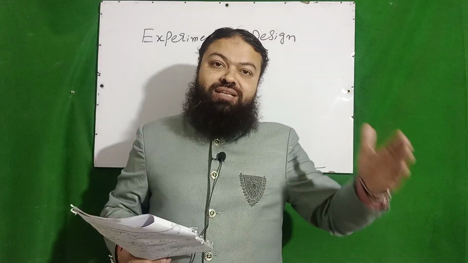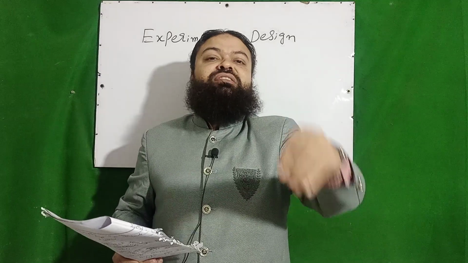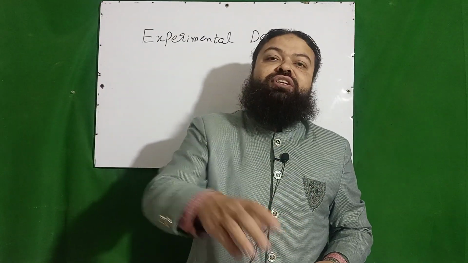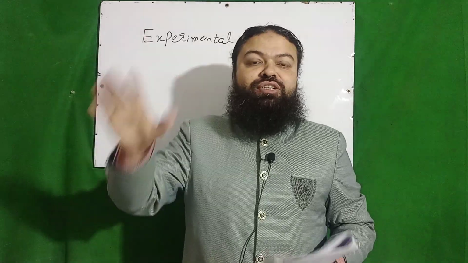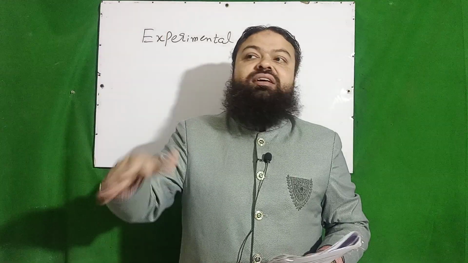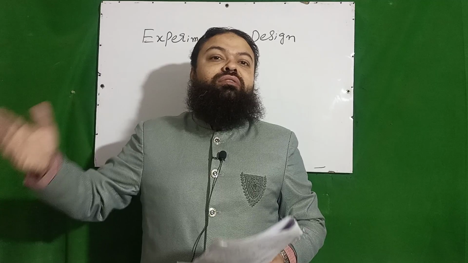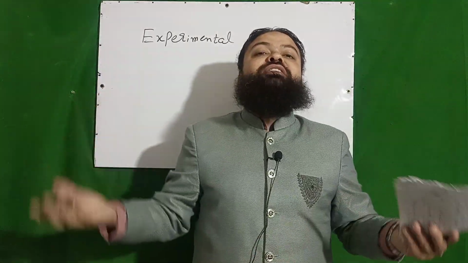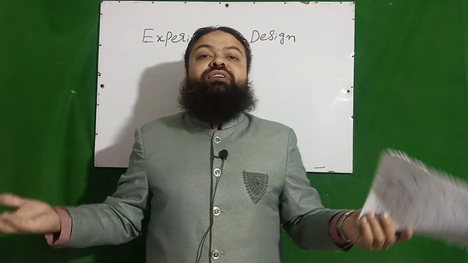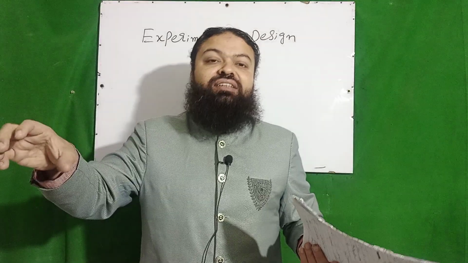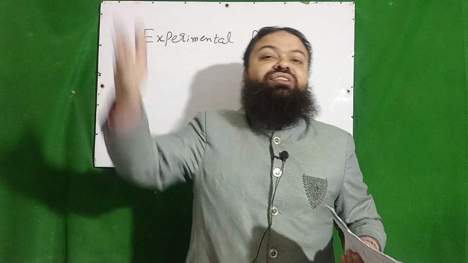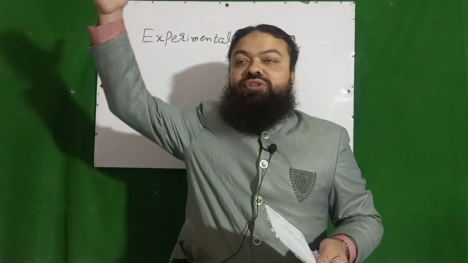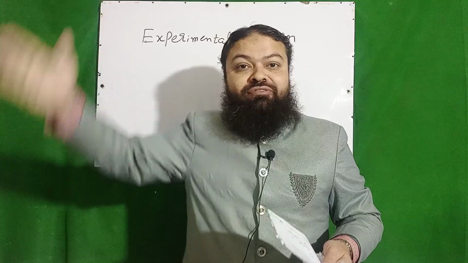What do we do in randomization? We apply the treatments randomly on the experimental units. What do we do in replication? We repeat our experiment, it reduces the experimental error. And what do we do in local control? When the experimental unit is heterogeneous, when there is large variation in the fields, then we make homogeneous groups, that is local control. Then we apply the treatments on the blocks, on every block.